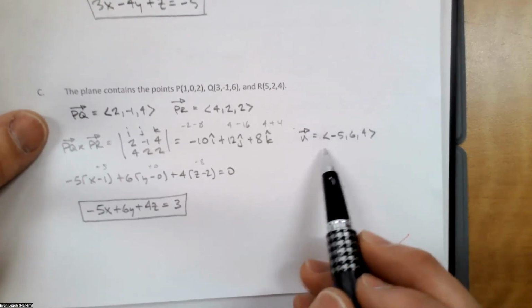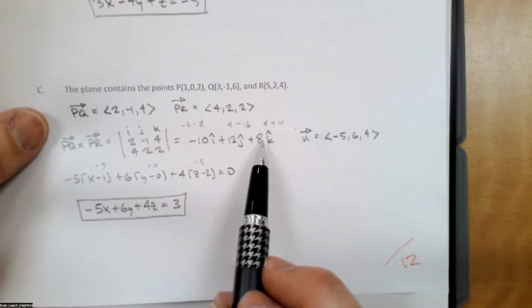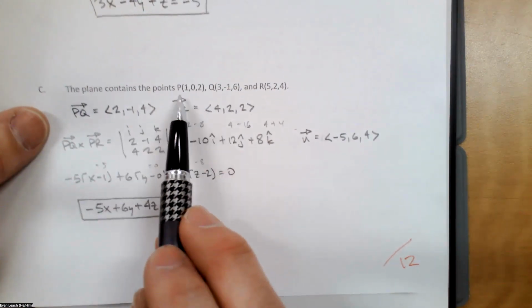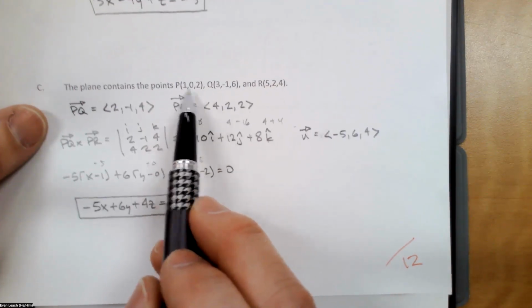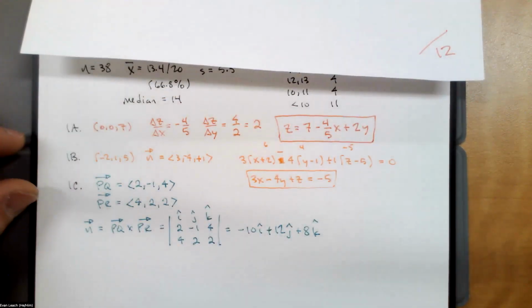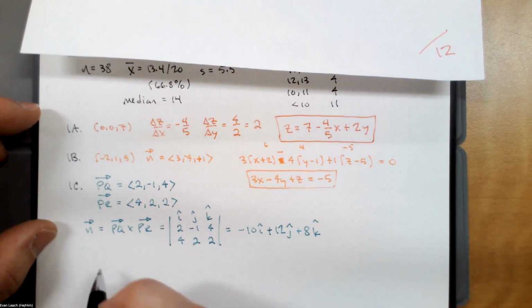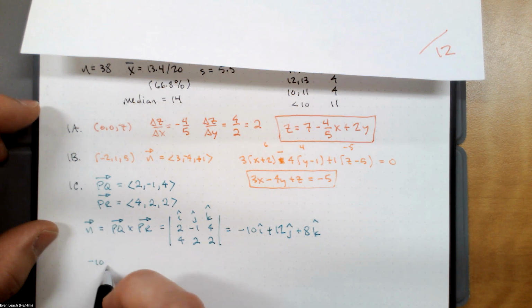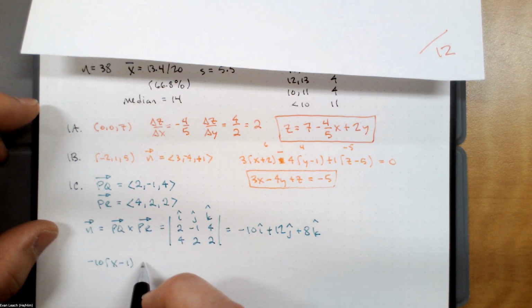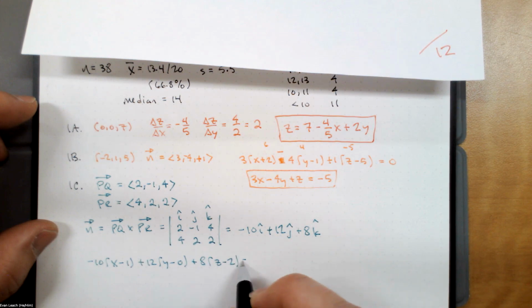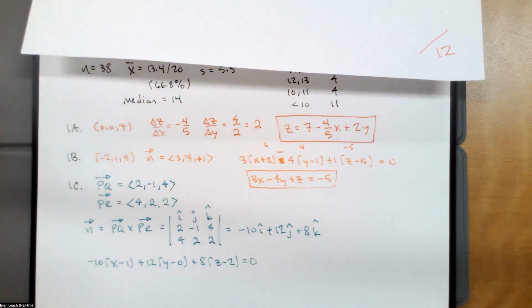So now that we've got the normal vector, I cut it in half on this one. But now that we've got the normal vector, I can make these the coefficients in the standard form with any one of the points. I'm going to pick the 1, 0, 2 because that has a 0 in it. So then we take the normal vector and put it in. So I get -10 times x minus 1 plus 12 times y minus 0 plus 8 times z minus 2. There's the standard form using the point 1, 0, 2.